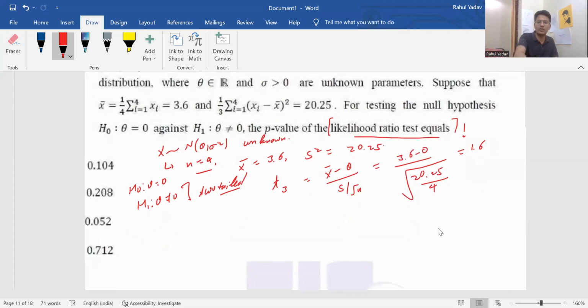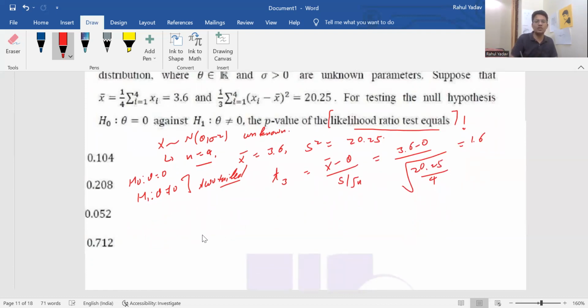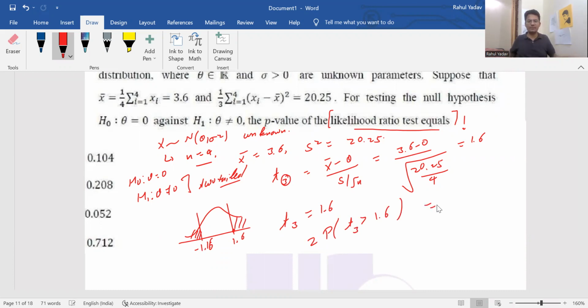So basically you have to calculate one probability, the p-value. This is a two-tailed case, so you might be getting t that is 1.6, or you might be getting minus 1.6. So you have to calculate this probability and this probability. We know the degree of freedom and we know the t value, so I can calculate the probability: 2 times the probability that t is greater than 1.6 for 3 degrees of freedom. If I calculate that part, then that will be coming out to me.